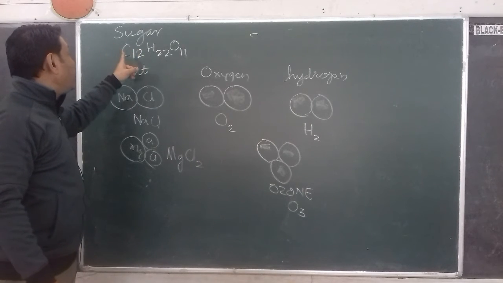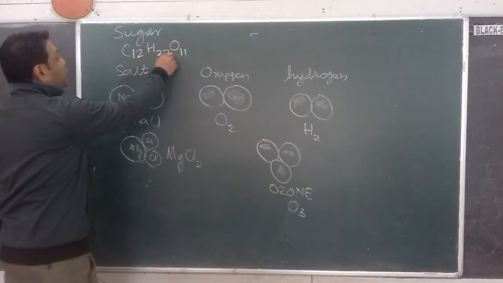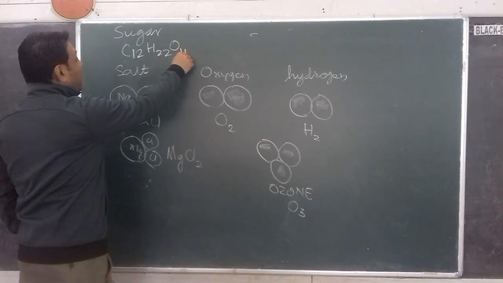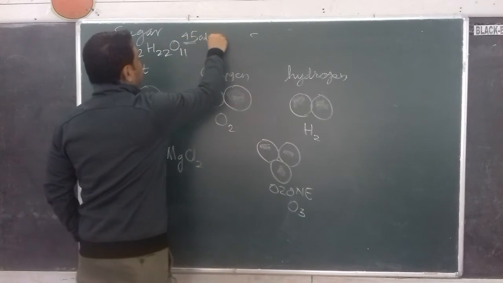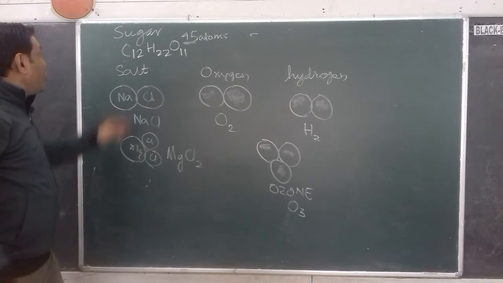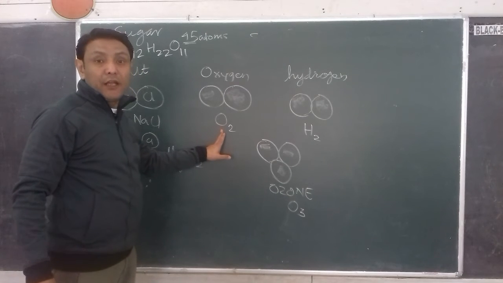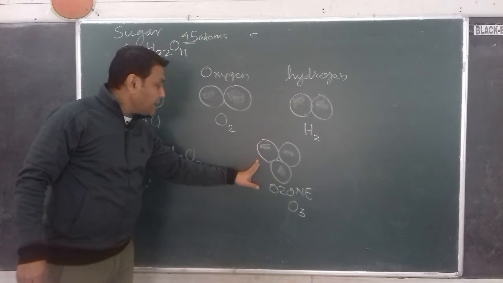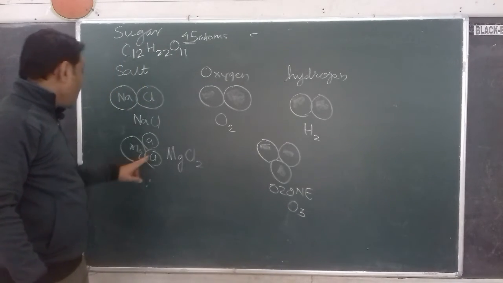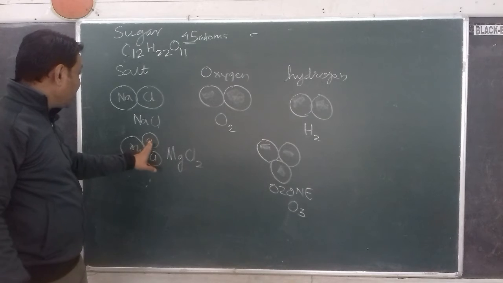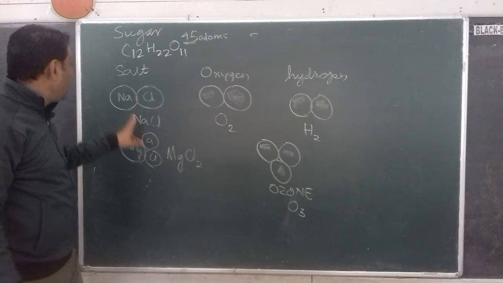So one molecule of sugar is made up of 45 atoms, whereas one molecule of oxygen contains only 2 atoms of oxygen. And one molecule of ozone will consist of 3 atoms of oxygen. One molecule of magnesium chloride will consist of 3 atoms altogether, 1 atom of magnesium and 2 atoms of chlorine.